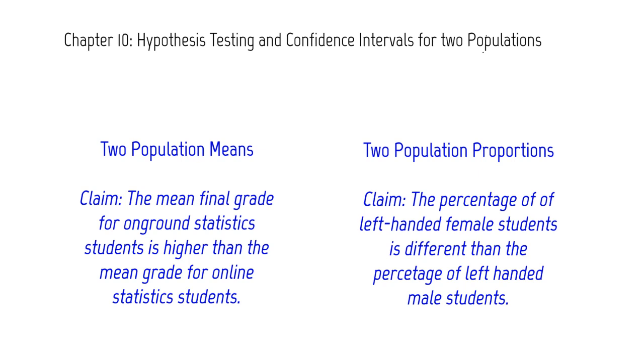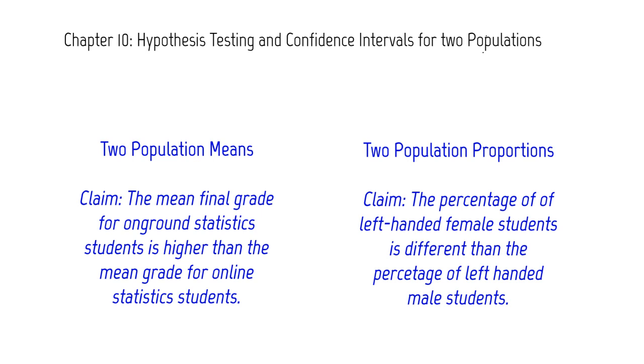For Chapter 10, we're going to be doing hypothesis testing and confidence interval construction for two populations. In this chapter, we'll be able to go over how you find the difference between two population means and two population proportions. For example, suppose the claim was that the mean final grade for on-ground statistics students is higher than the mean final grade for online statistics students.